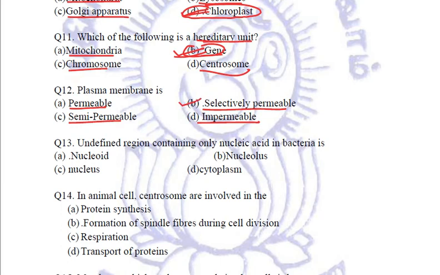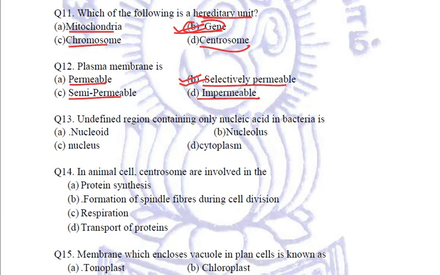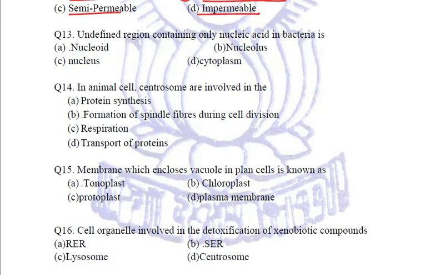We know that plasma membrane is called selectively permeable membrane because it allows the entry and exit of selected material in and out of the cell. Clear? Next question. Undefined nuclear region containing only nucleic acids in bacteria is, we have already done this question above, this is nucleoid. The undefined nuclear region containing only nucleic acids is nucleoid.